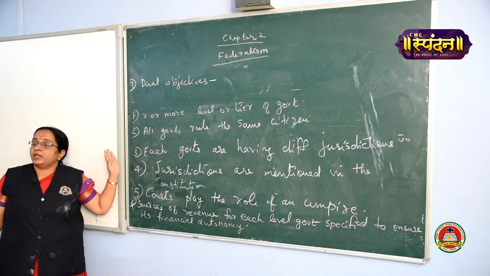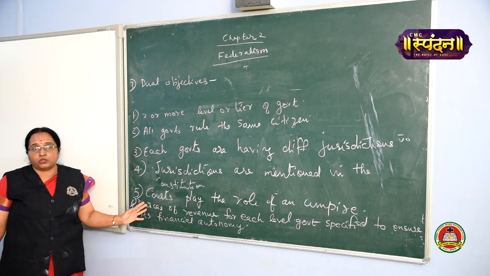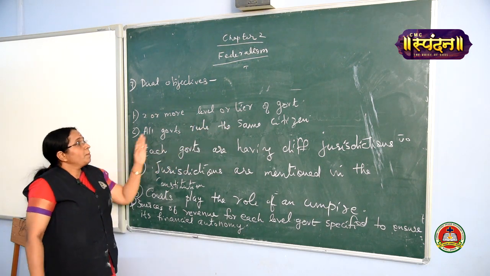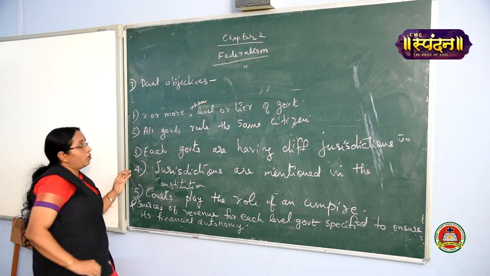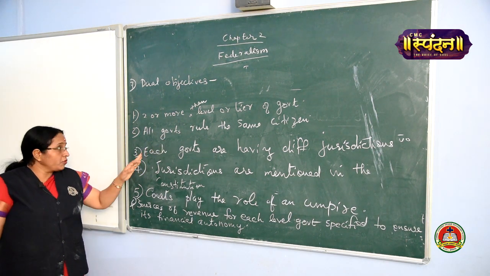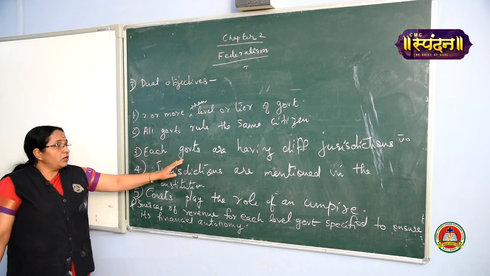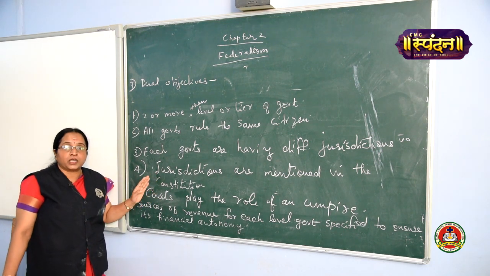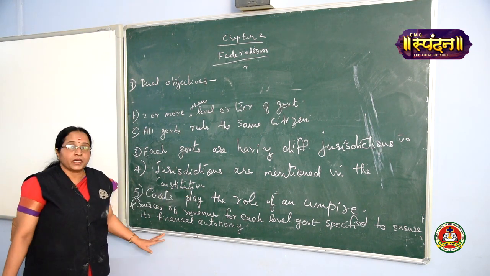Let me repeat. Children, please repeat the key features of federalism. You can take screenshots of these topics also. First, two or more than two levels of government, two or more than two tiers of government. All governments rule the same citizens, and each government has different jurisdictions. These jurisdictions are clearly mentioned in the Constitution, right? Courts play the role of an umpire.